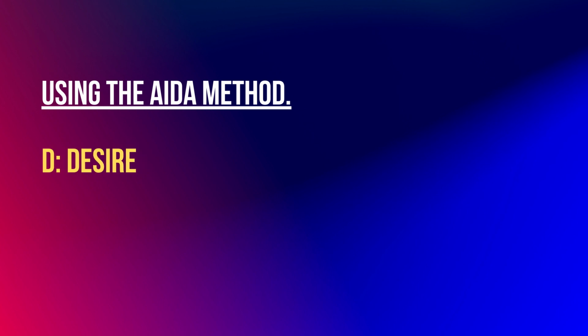D for desire. Once you've piqued their interest, it's time to create desire. Show your audience how your solution can improve their lives. Use testimonials, case studies, or specific benefits to convince them that they need what you have to offer. A for action. Finally, get them to take action. What do you want them to do next? Be clear about the action you want them to take and make it as simple as possible for them.